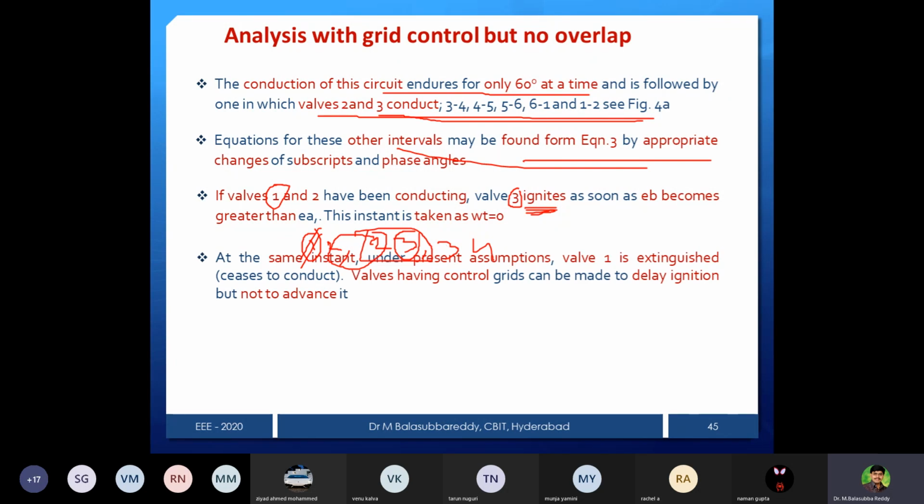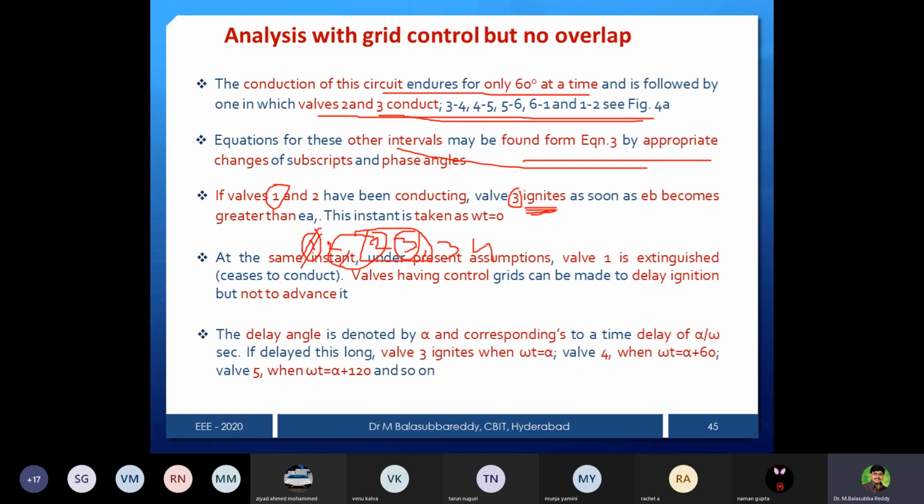Once valve 1 is completely turned off, then what will happen? You can delay by that alpha, and then fire the next set of devices. So that way you can find. And similarly next, if 3 is turned off, then what will happen? 4 will fire, I mean the sequence 3, 4, then 4, 5, then 5, 6 and so on.